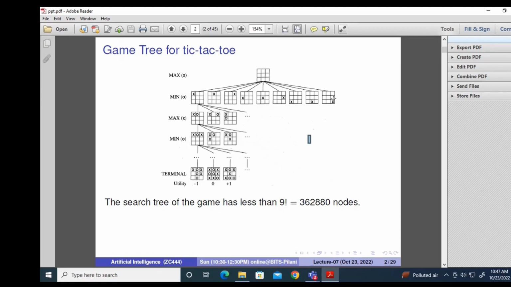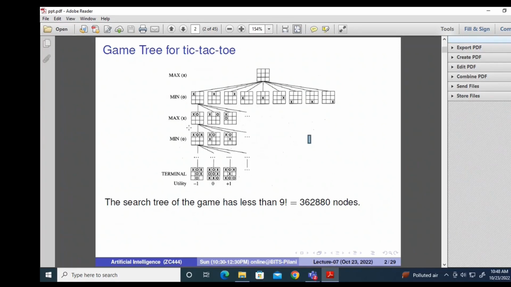Then it is a chance of min, so min would put 0. With respect to every allocation, he can put 0 in 8 places. And then again it is a chance of max, so he can put X anywhere. So this tree proceeds in this particular way. You know that there are 9 different layers, so factorial 9 number of nodes are going to be generated, and you can see that this is going to be a huge number of nodes.